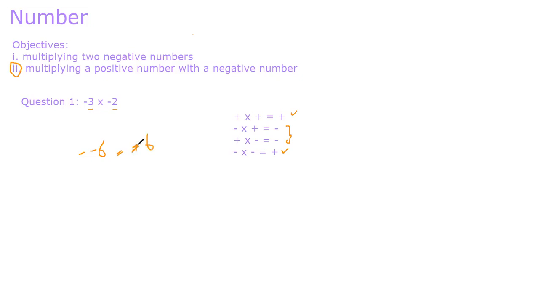So there is no need to write plus 6. 6 by default means plus 6 if there is no negative sign written with it. So minus 3 multiplied by minus 2 would be equal to 6. Let's do some more examples. Minus 1 multiplied by minus 1, minus 2 multiplied by minus 4, minus 5 multiplied by minus 3, minus 10 multiplied by minus 7.